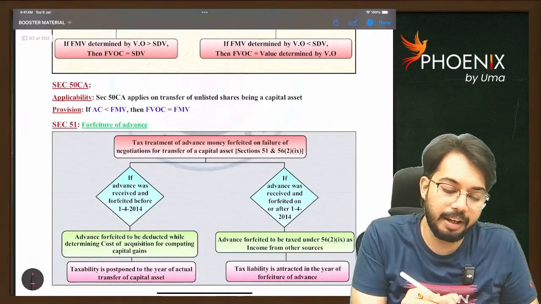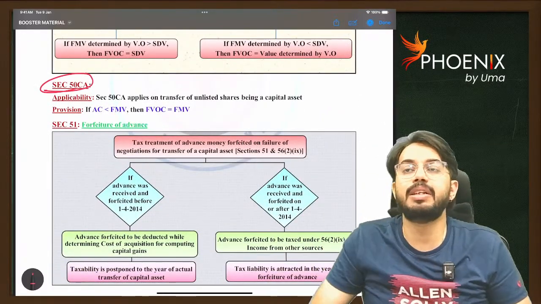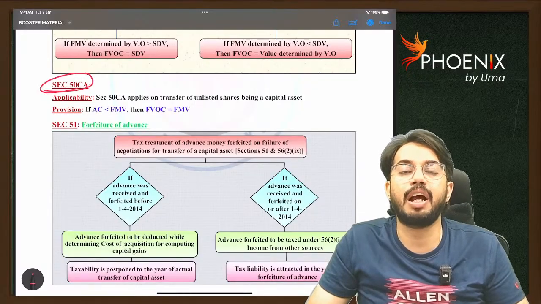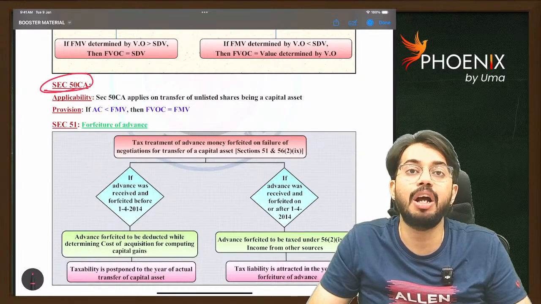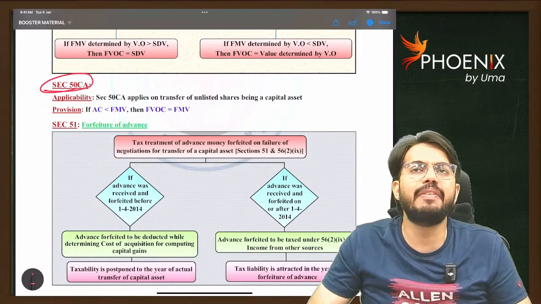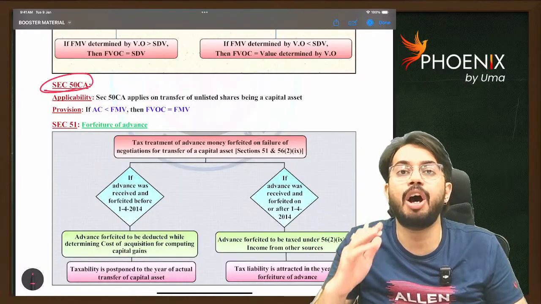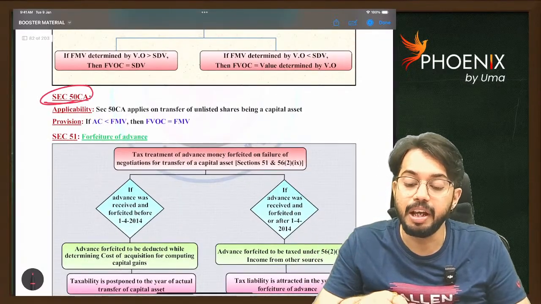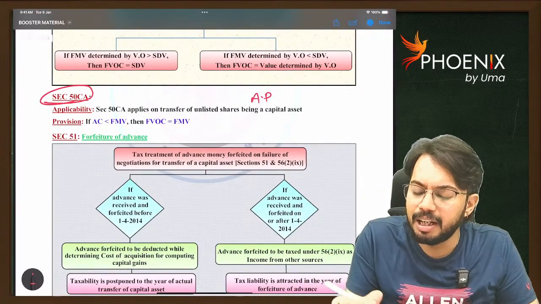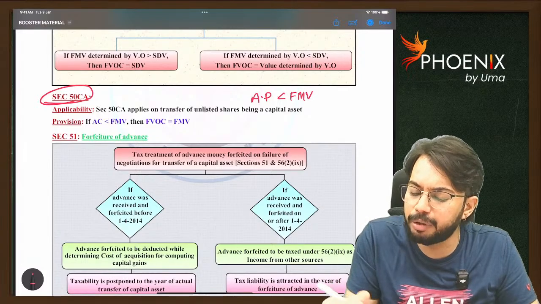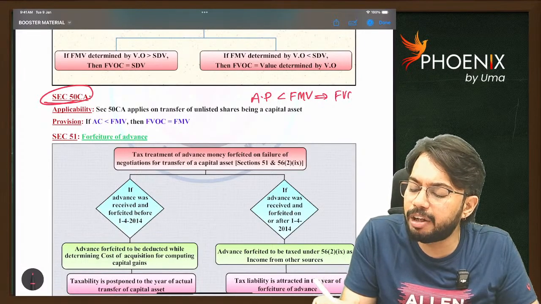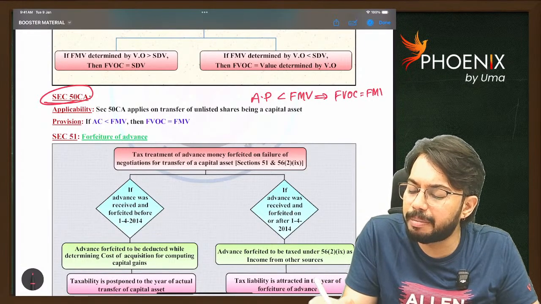Section 50CA is applicable in case of transfer of unlisted shares or unquoted shares. Whenever unlisted or unquoted shares are transferred, if the actual price is less than the fair market value, then the full value of consideration is equal to the fair market value.